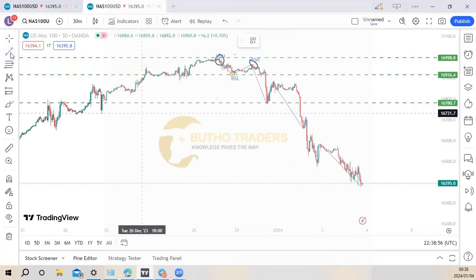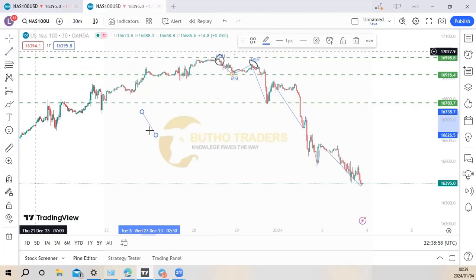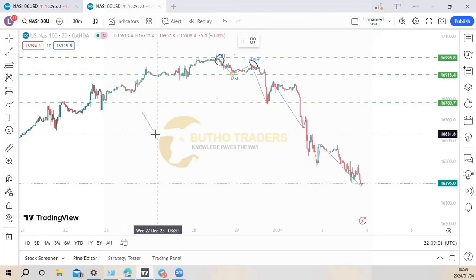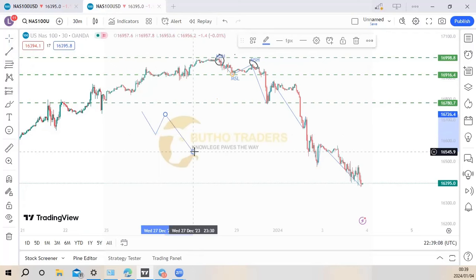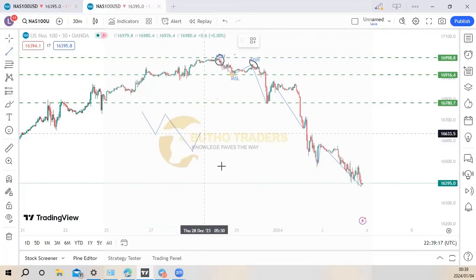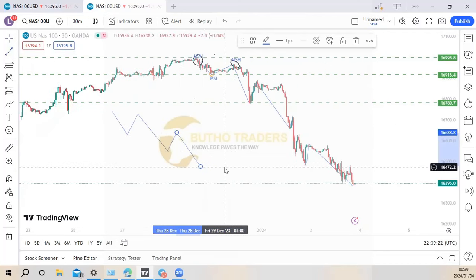We have 1, 2, 3, major swing high, major swing low. Right. So this is like this, guys.